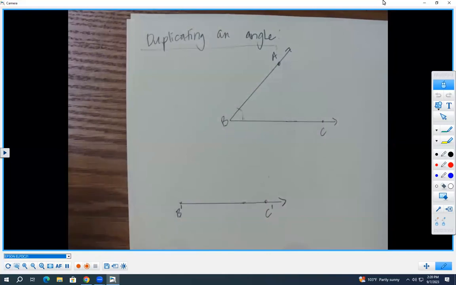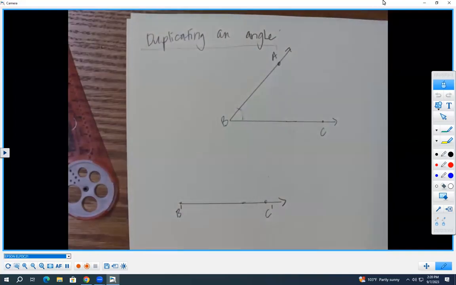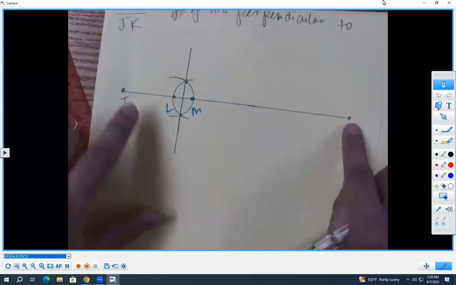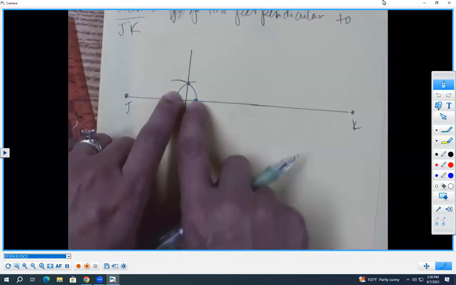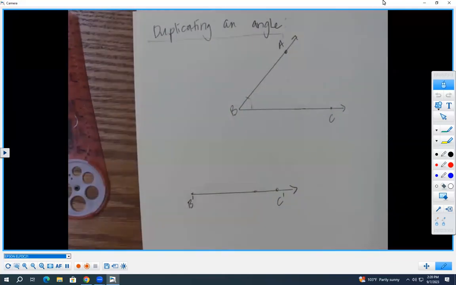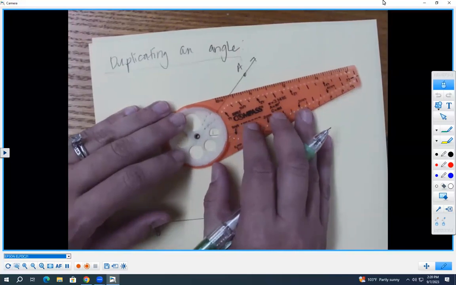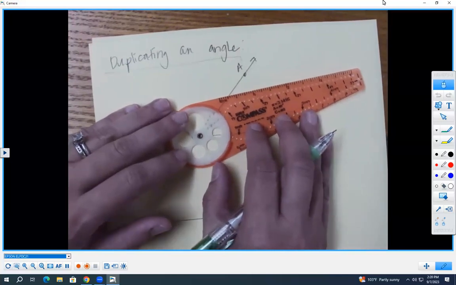Remember how we did it last time? Let me see if I can find it. Instead of making a huge circle, we picked two dots and made smaller circles. We're going to do the same idea here. So what we're going to do is center our compass at B.